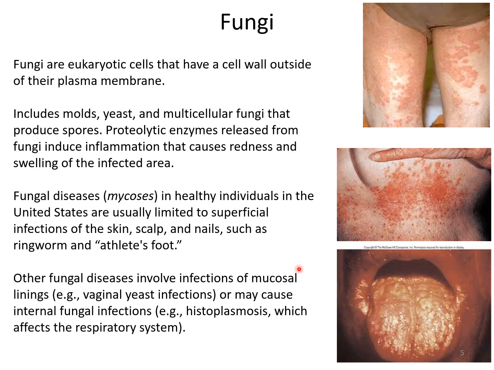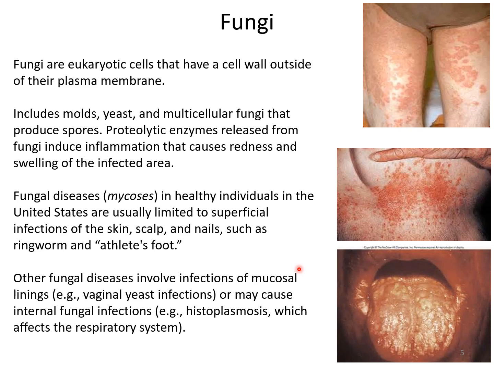Fungi are eukaryotic cells that have a cell wall outside of their plasma membrane. So the bacteria were single-cell prokaryotic organisms. Viruses are not even a cell. Fungi are eukaryotic cells, and they have a cell wall outside of that cellular plasma membrane. So your fungi includes mold, yeast, multicellular fungi that release spores.